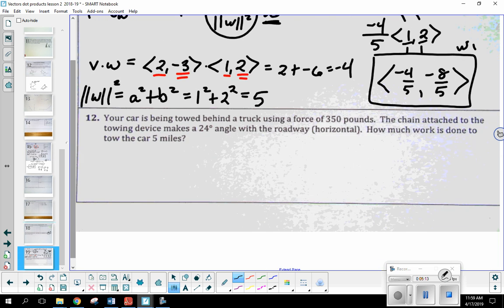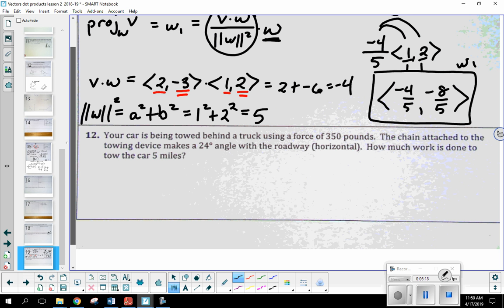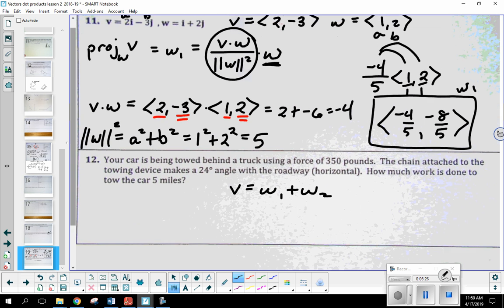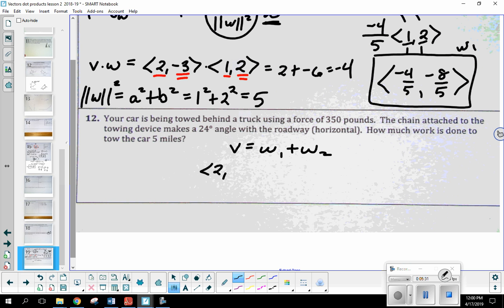Well, as we saw yesterday, we know that the original vector, in this case V, the one projecting onto the other, is going to be W1 plus W2. Well, vector V was 2, -3, right? So I'm going to plug in 2, -3.